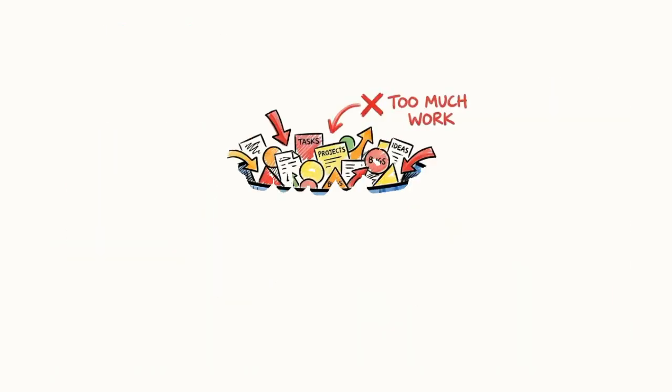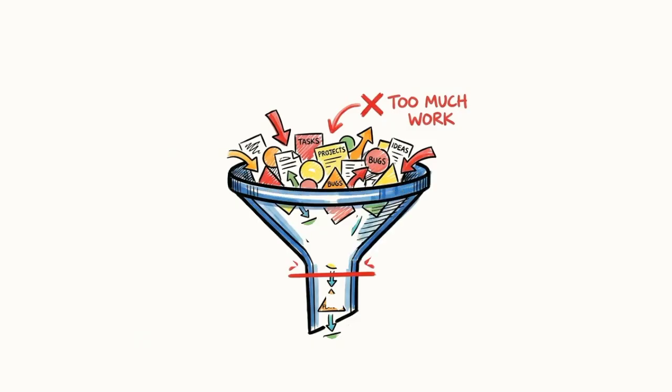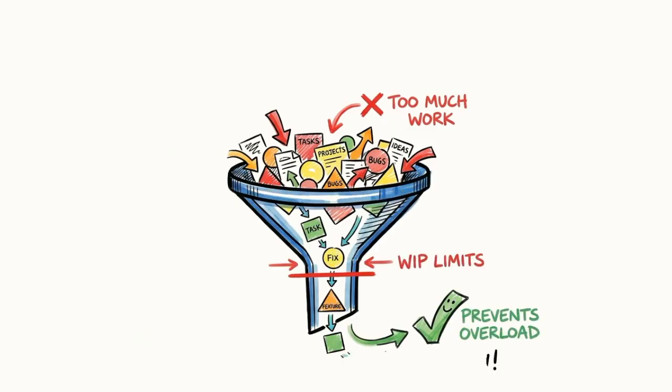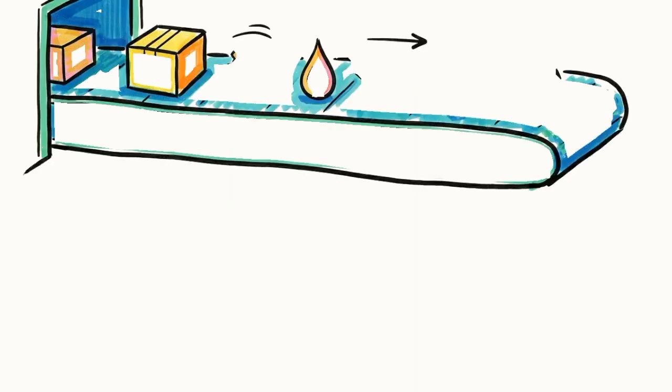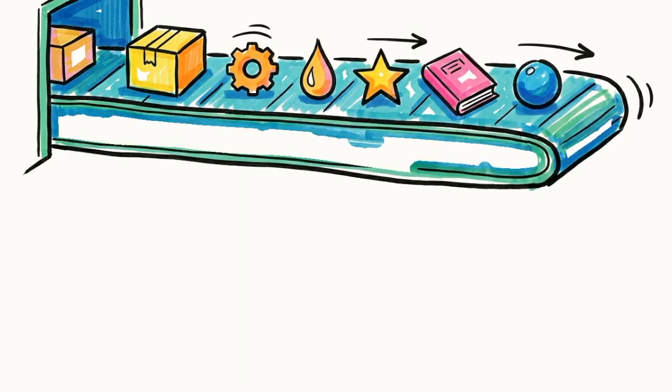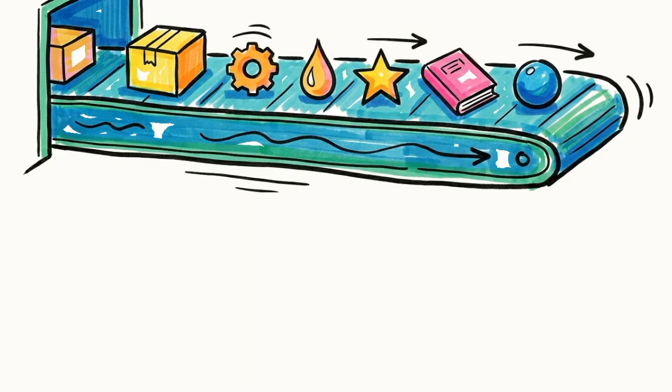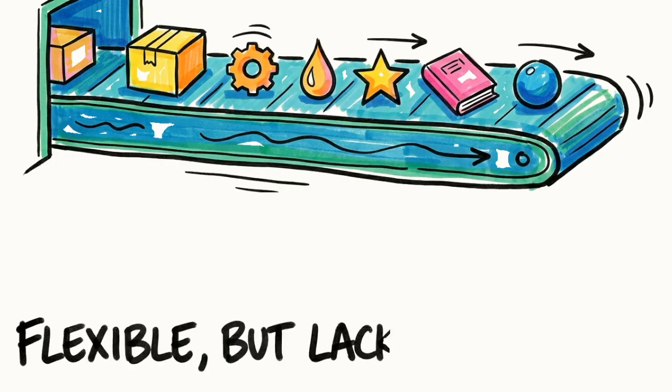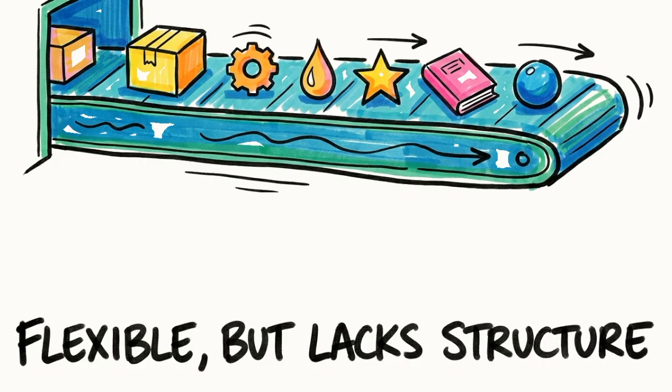A key idea in Kanban is limiting work in progress, often called WIP limits. This means the team only allows a small number of items to be worked on at the same time, which reduces overload and multitasking. Kanban is like a conveyor belt. Work flows steadily from left to right, and the team focuses on finishing items instead of starting too many at once. This creates flexibility, but sometimes it can feel like there's not enough structure or rhythm.